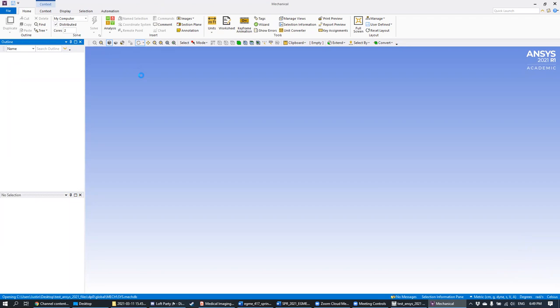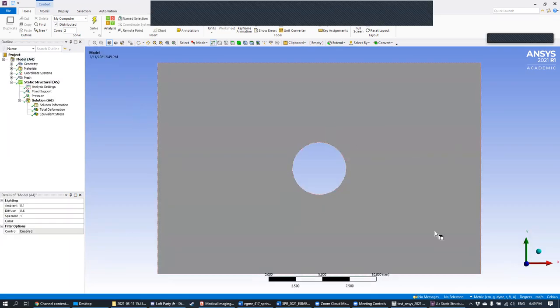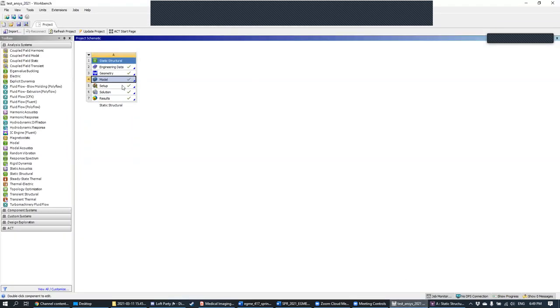Mine started up kind of quickly because I was actually looking at this earlier, but yours might take a few minutes to start up. Once you get to Workbench, you can double click model right here, and that will open up ANSYS Mechanical for you.